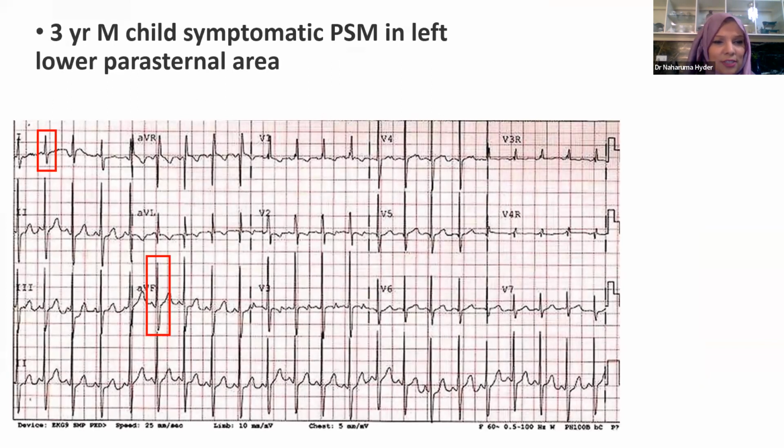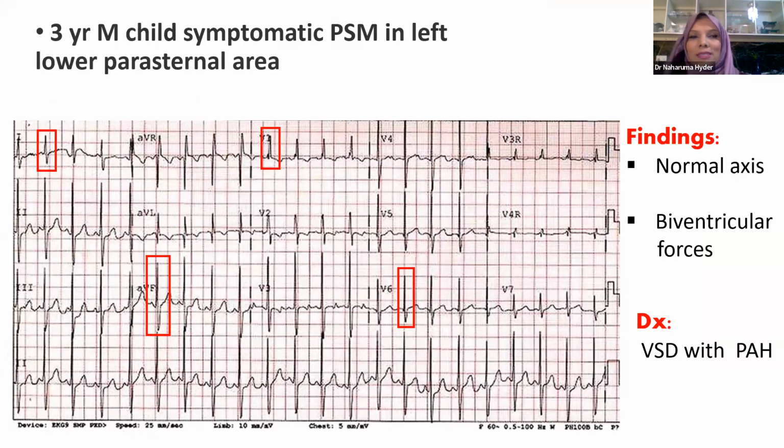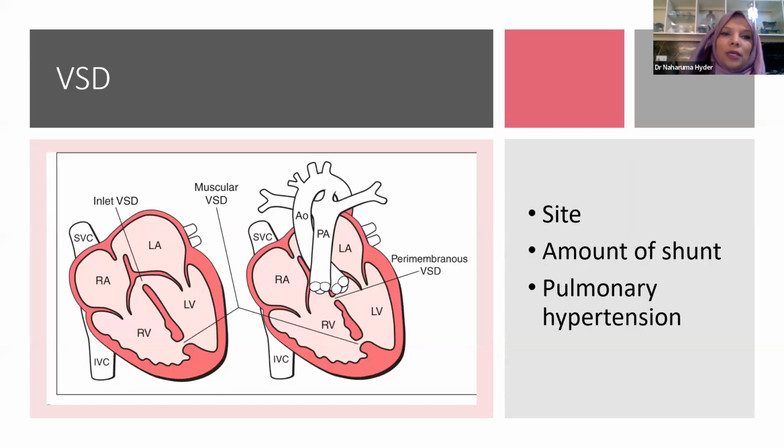Here lead 1 and aVF are positive, so this is the normal axis. And in V1, the RV is prominent, and the LV is also prominent. So there is normal axis with biventricular forces. This is the normal criteria of a VSD having mild pulmonary hypertension. And we also have to know the hemodynamics and the anatomy of the VSD, because, not like the ASD, VSD can also be classified by the QRS axis: normal axis, right axis, or left axis. And the amount of shunt can be identified by the LV forces.